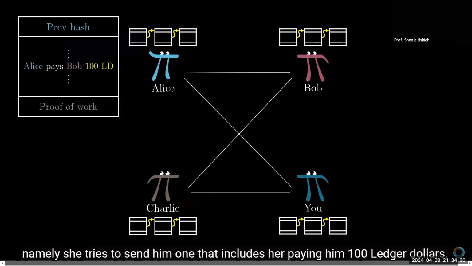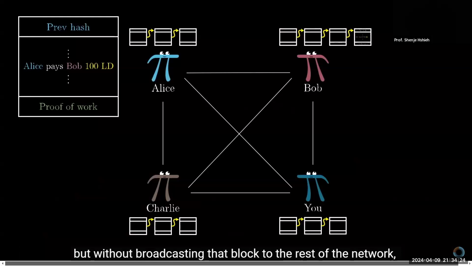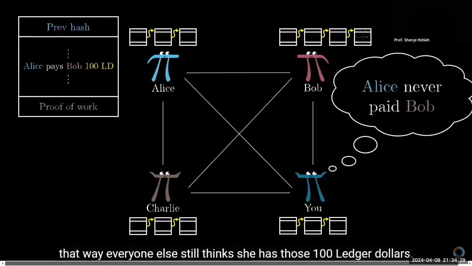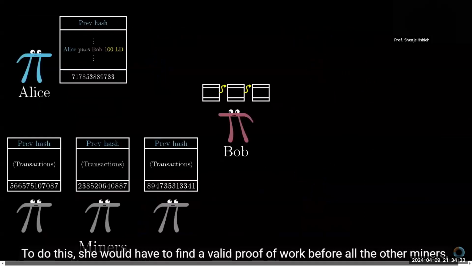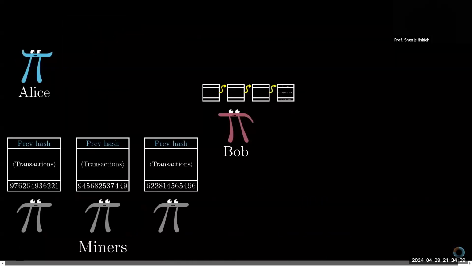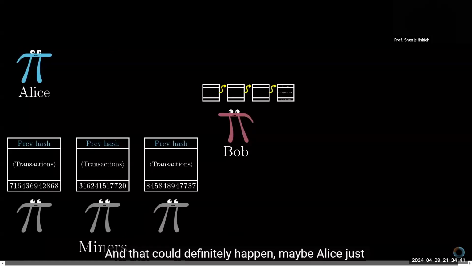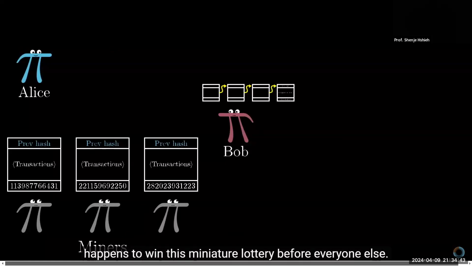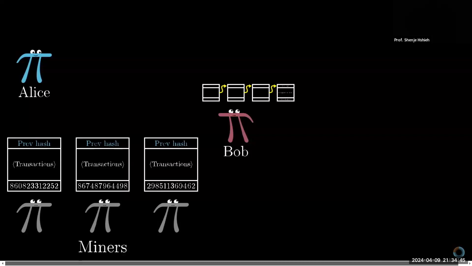Namely, she tries to send him one that includes her paying him 100 ledger dollars, but without broadcasting that block to the rest of the network. That way, everyone else still thinks that she has those 100 ledger dollars. To do this, she would have to find a valid proof of work before all of the other miners, each working on their own block. And that could definitely happen. Maybe Alice just happens to win this miniature lottery before everyone else.